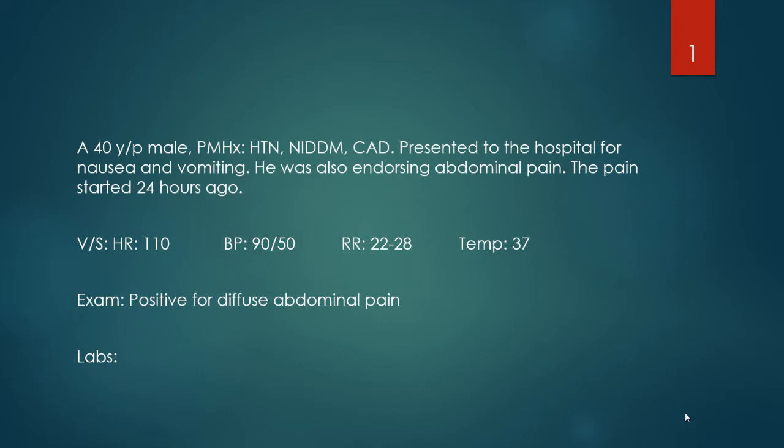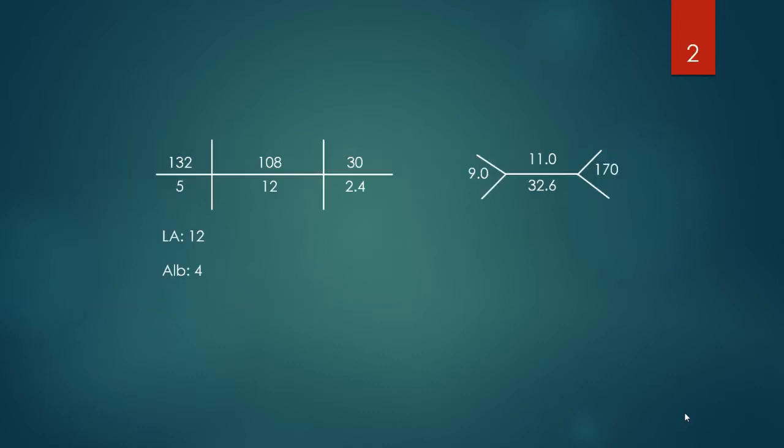A 40-year-old male with hypertension, non-insulin-dependent diabetes, and coronary disease presented to the hospital for nausea and vomiting. He's also endorsing abdominal pain. Pain started a day ago, 24 hours. These are his vitals: he's tachycardic, heart rate 110, blood pressure 90/50, respiratory rate ranging 22 to 28, with normal temperature. The only thing positive in the exam is diffuse abdominal pain, and these are his labs.